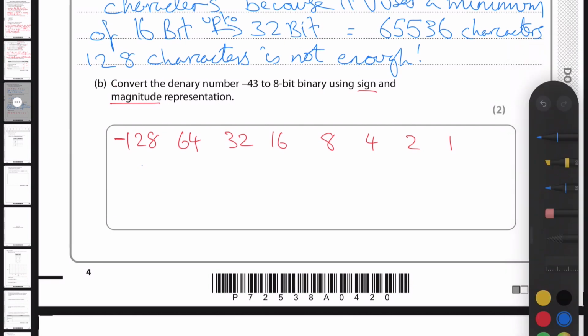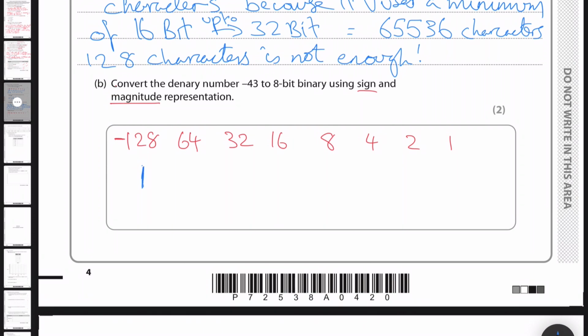So I'm going to start off, because it's a minus number, I'm going to put a 1 in this box here. Now I'm going to try and get to minus 43. So to get to minus 43, I've got to start adding things to this minus 128. If I add 64 to minus 128, I would have minus 64. I'm not going to add 32 to it, because that would give me minus 32 and I want minus 43. But what I could do is add 16 to it. So plus 16 would give me minus 48.